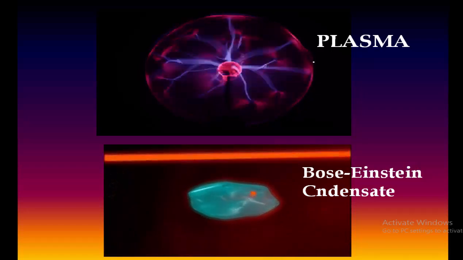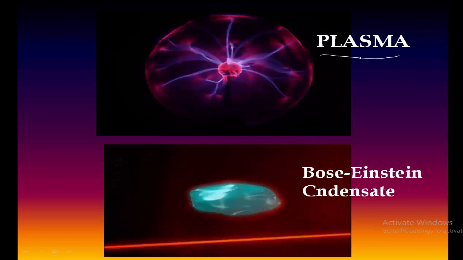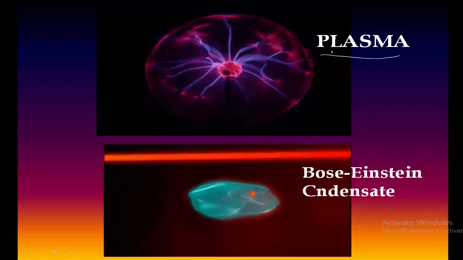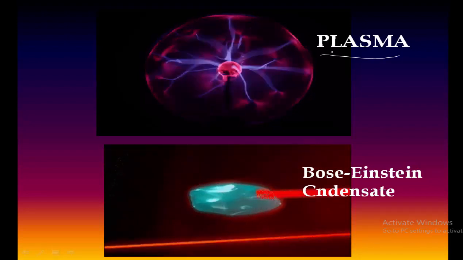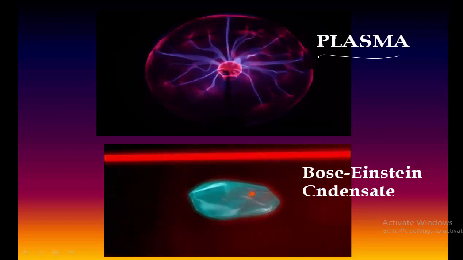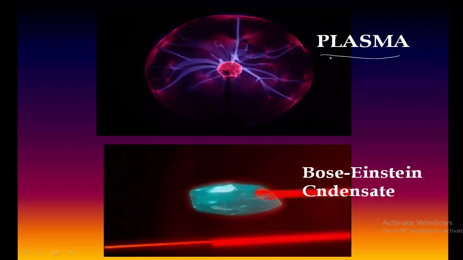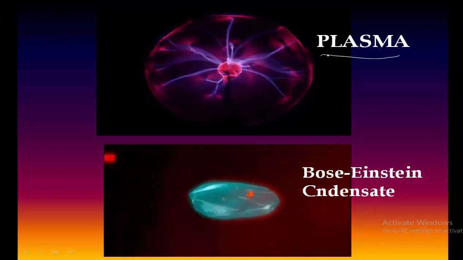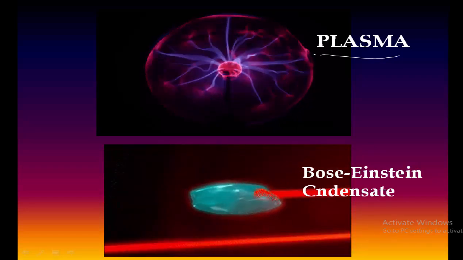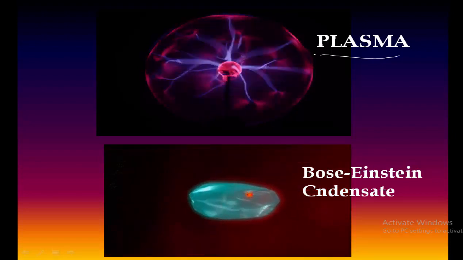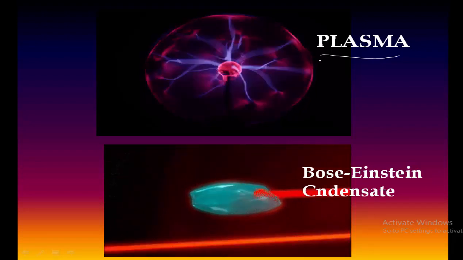So plasma is usually not often observed by us in nature because the plasma state is obtained at very high temperature. At extremely high temperature, we will get the plasma state. The temperature should be around 4000 degrees Celsius to 6000 degrees Celsius. At that temperature, we will get the plasma state. For example, the matter present in the sun is in plasma state.